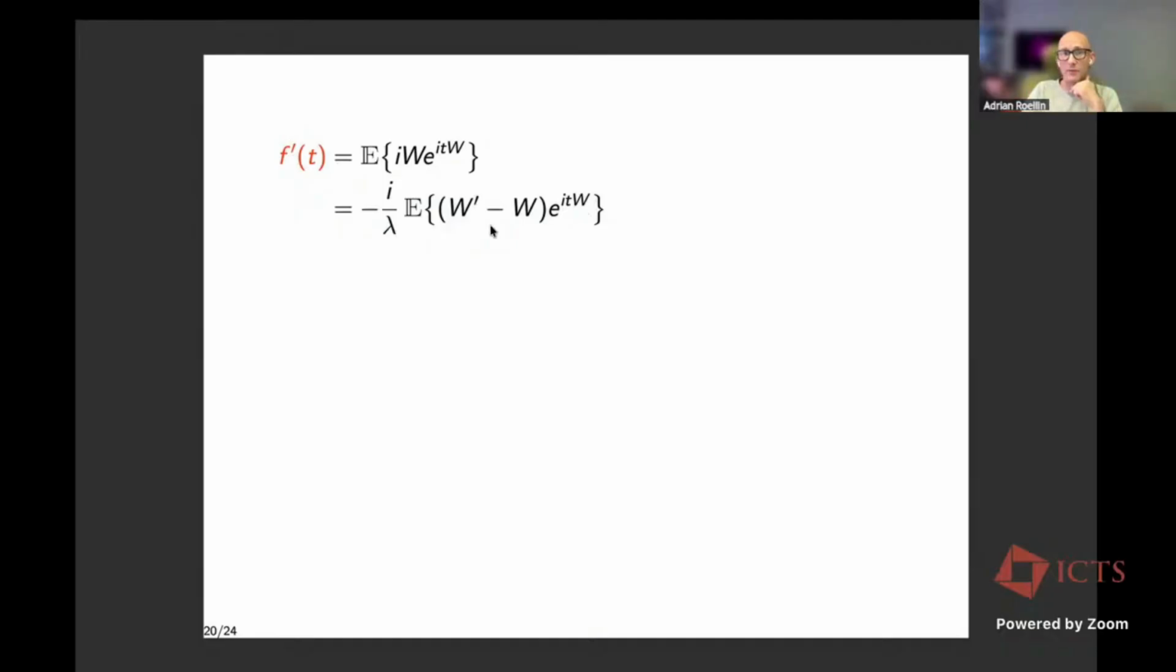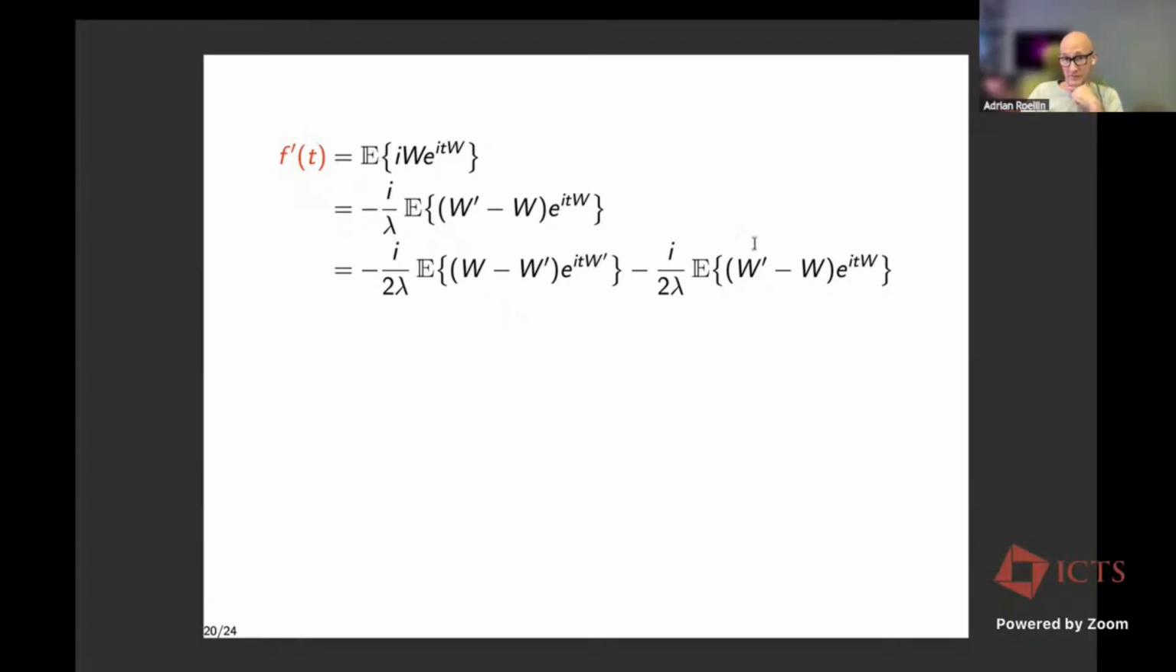So just double it up, divide by 2. Okay, it's the same. But what I'm doing now is I use exchangeability. I replace W prime by W, I replace W by W prime, and I replace W by W prime here. So I haven't changed anything, because it's exchangeable. The expectation is the same.